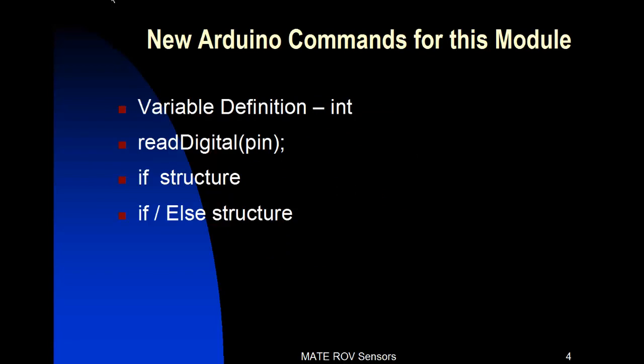In the previous module we used the variable definition int to define which pin, and we're going to use it to define an integer variable or a storage location this time. We're going to be using the read digital, and that'll give us a value based on what the digital setting is, or the input value is of that digital pin. We'll look at the if structure and the if-else structure.